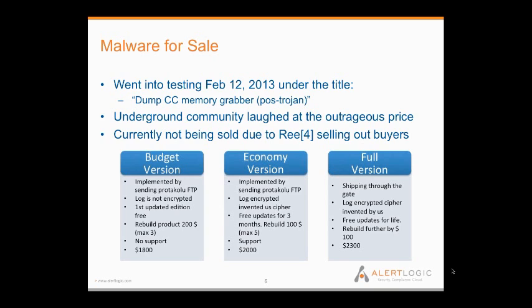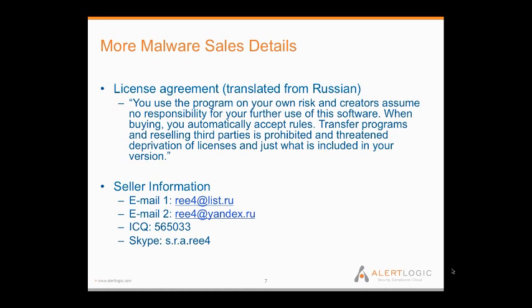The economy version actually started doing encryption, which prevented other hackers from stealing the data that the initial attacker was trying to get. And support was with that one too, and they listed that one for $2,000. Now the full version, $2,300. This you get all the bells and whistles. Everything's encrypted. You get free updates for life, and sometimes that makes a difference, especially with AV engines. And that's where it went from there.